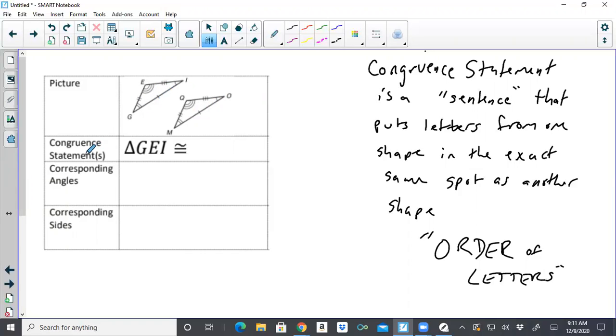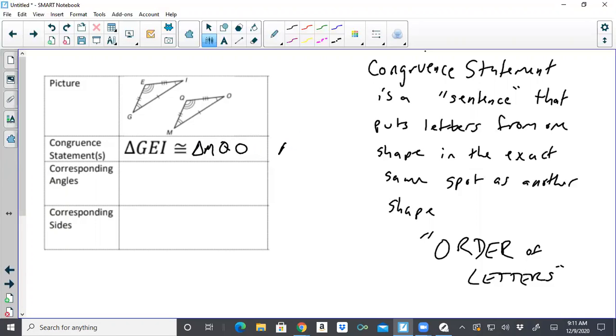Now, what the congruent statement wants me to do is it wants me to put every single thing in the same exact spot. So you see how G and M are in the same locations? So I'm going to say triangle M because G comes first, so M should come first. Then it goes from G to E, so it should go M to Q. And then the last one is G to I, so M to O. The congruent statement looks like this.